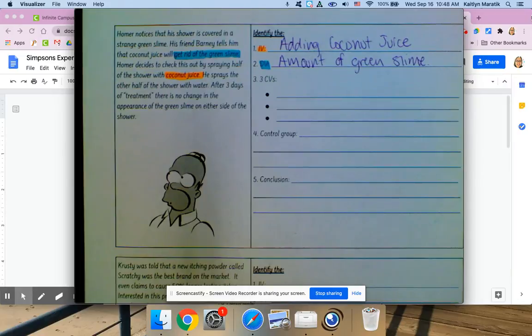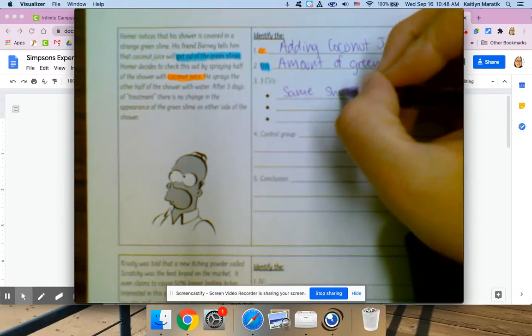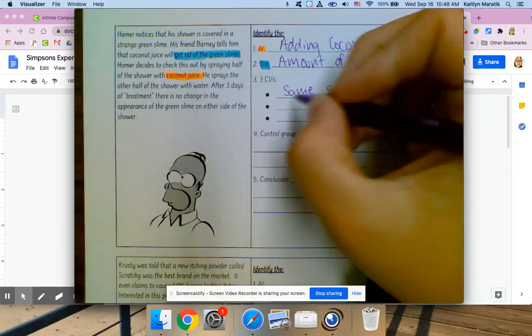So what are things that we'd want to keep the same? We want to make sure that we're using the same shower. We'd probably want to use the wall that we can use half and half. So I know in my bathroom, right below the shower head is where most of the water is going to collect, but the wall on the far side is hardly going to get wet at all. We wouldn't want to use the coconut juice on the side that gets all the water and water just on the side that doesn't get much. We want to make sure we have an equally used shower.